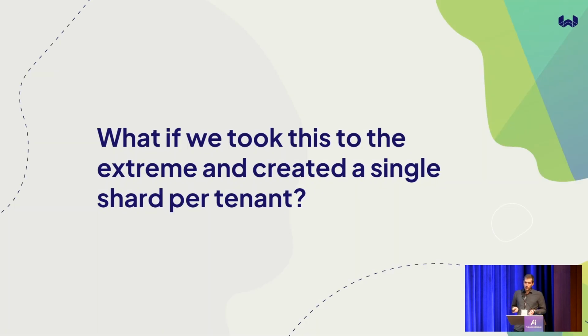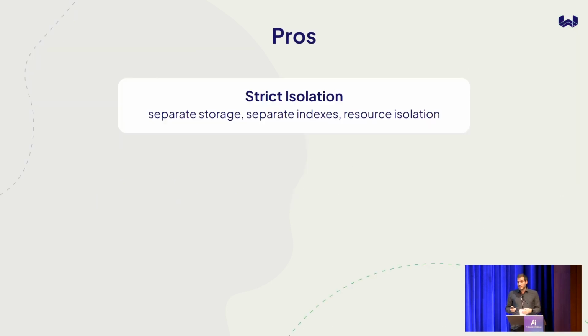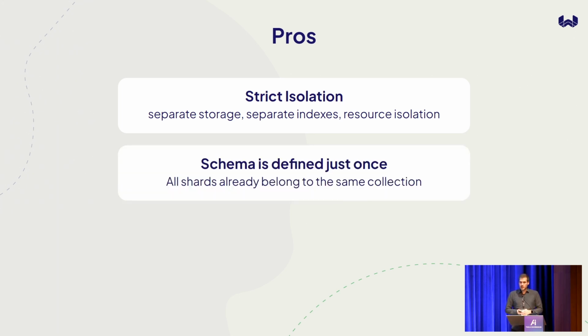And then we thought, what if we took that to the extreme? We take this concept where we get all the good stuff, all the good isolation, and we create a single shard per tenant, which could potentially mean millions of shards if we have millions of tenants. Again, some good stuff. We get strict isolation, same as in the collection example, because a shard is a self-contained unit. It has its own storage. It has its own indexes. You get some of the resource isolation.